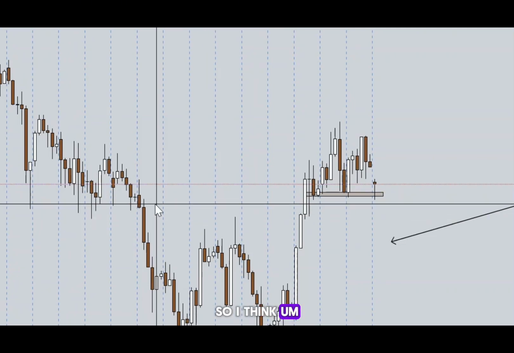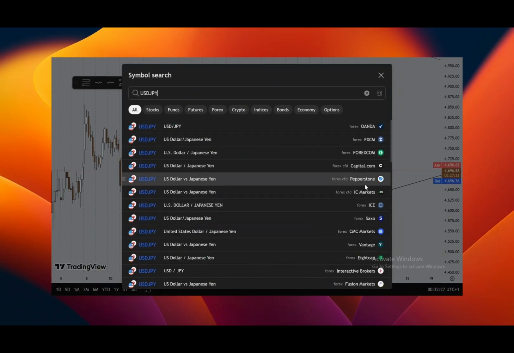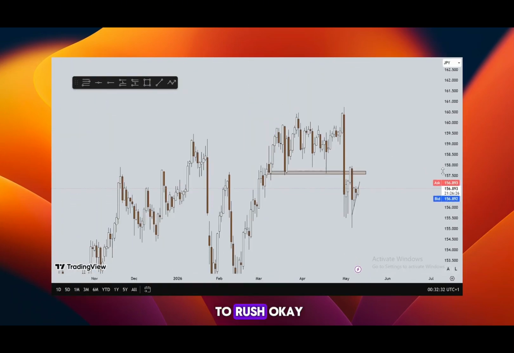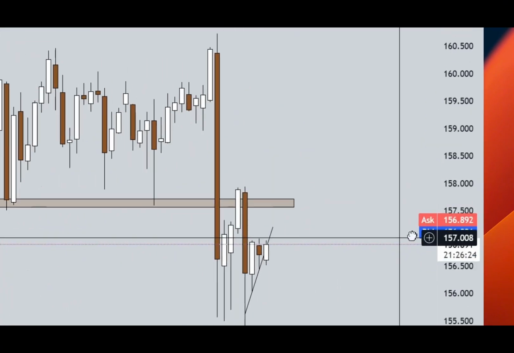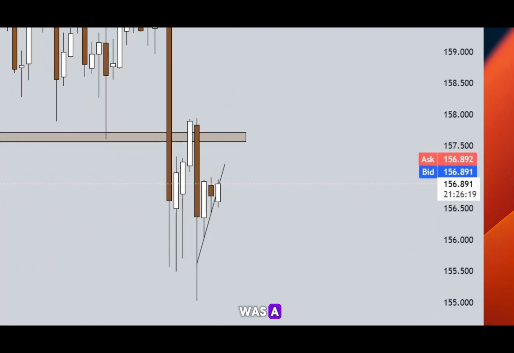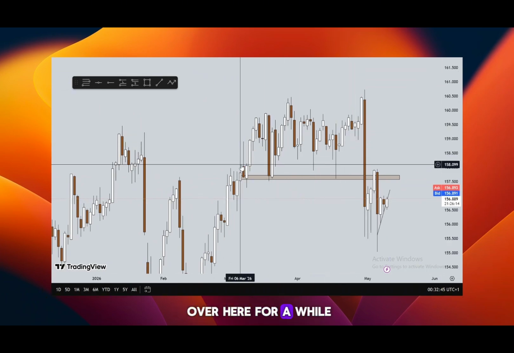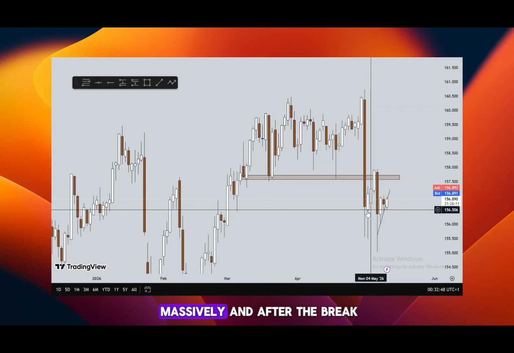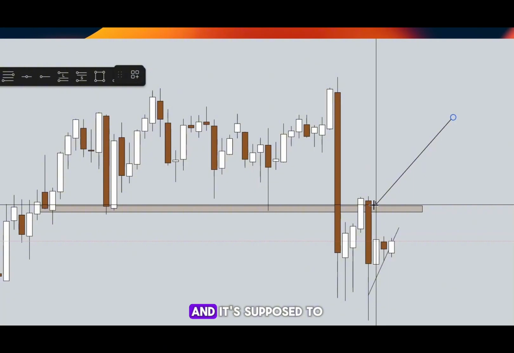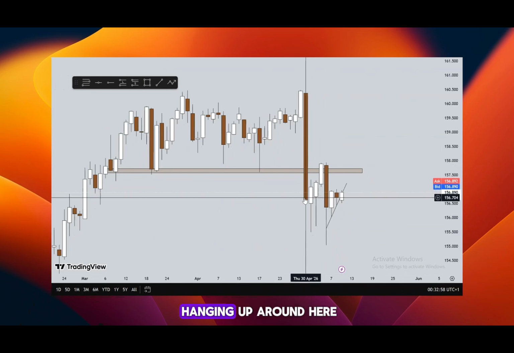So USD JPY, I don't really have a lot on it, and I just tried to rush. Yes, I was looking at this some minutes ago. I didn't even really get the picture, but I was just looking at the current price action. This was a bullish structure on the lower time frame, and then it consolidated over here for a while, and then broke down massively. After the break, the market retested that area, and it's supposed to continue dropping down. I'm interested in why the market is hanging up around here.